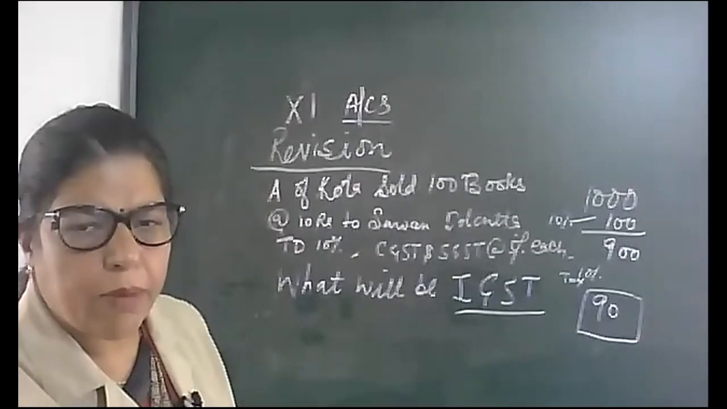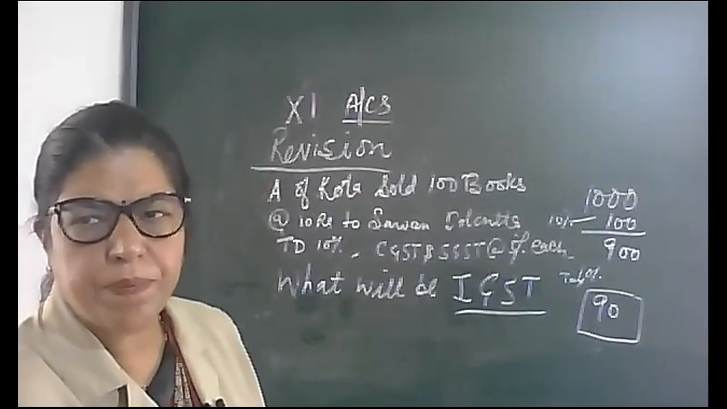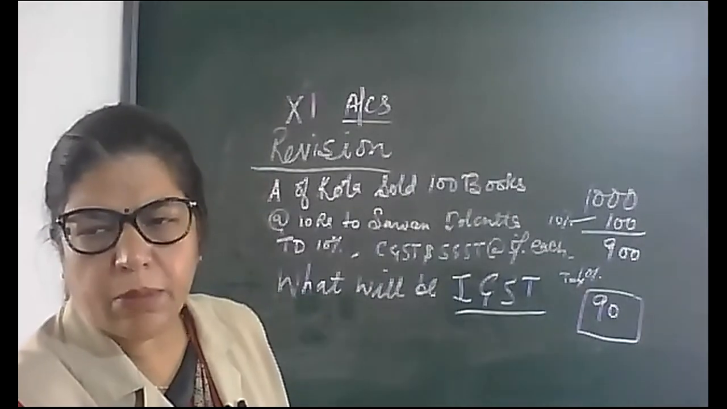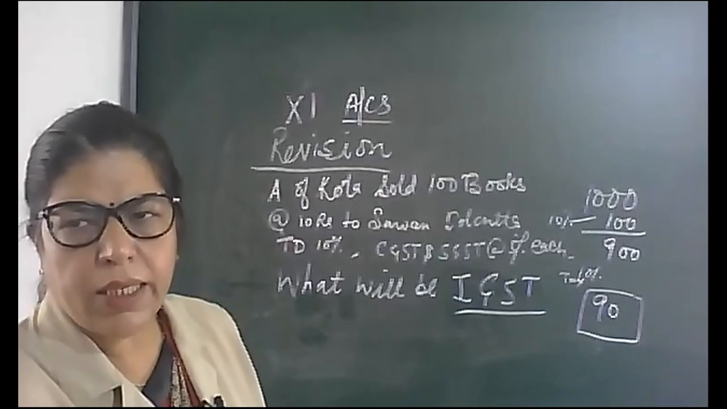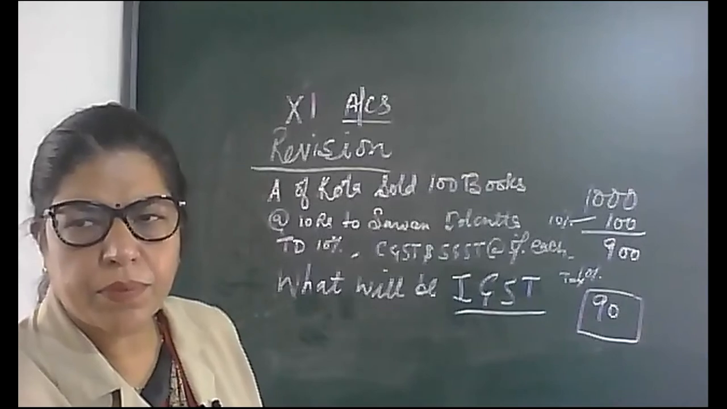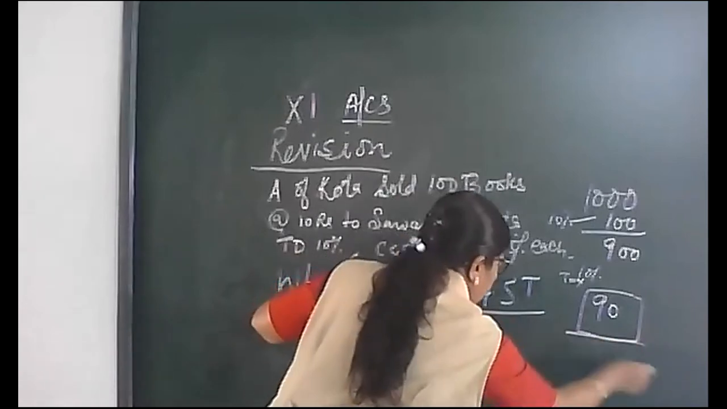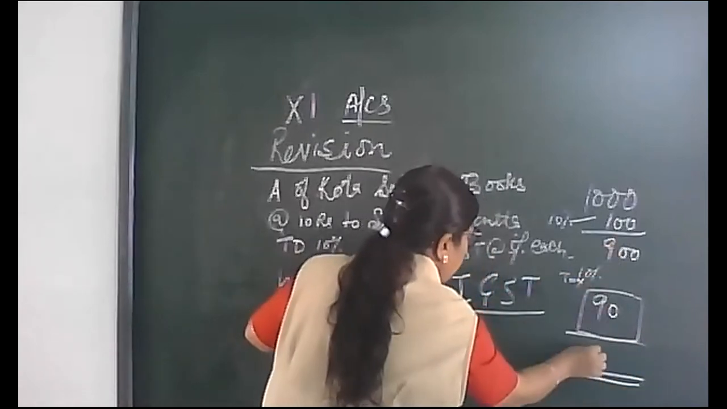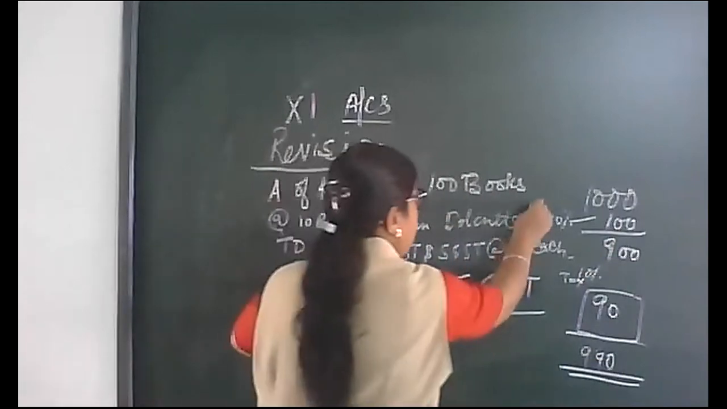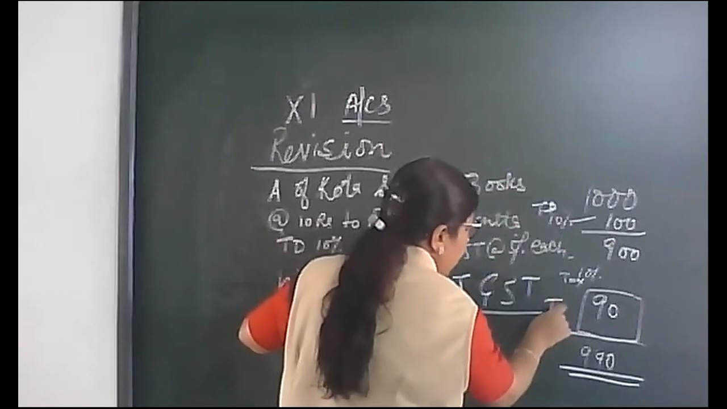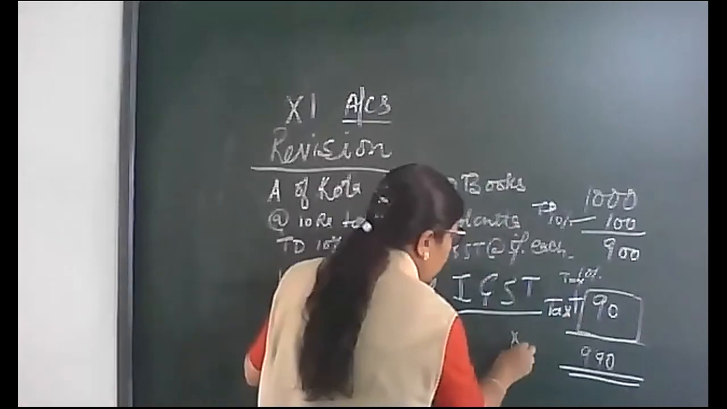What will be the amount shown as total sales? Yes, the net amount. What will be the net amount? See. What will be the net amount? 900 plus 90. As I gave you the example, TD should be subtracted. Tax should always be added. So 990 will be your net amount.